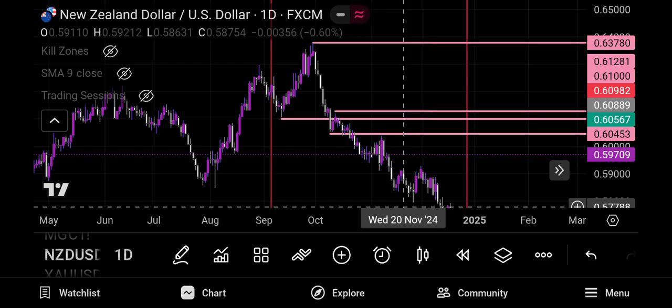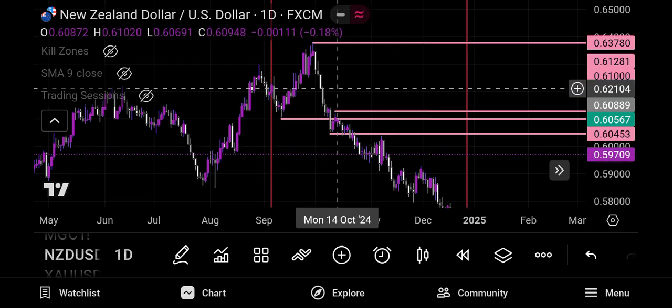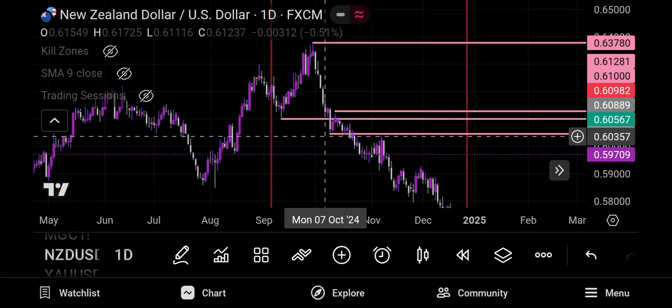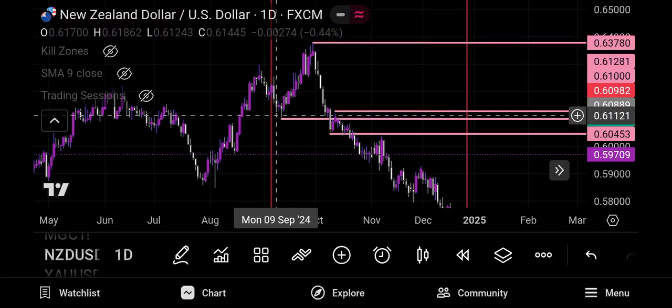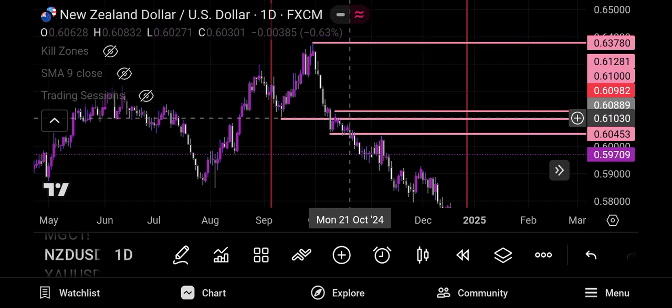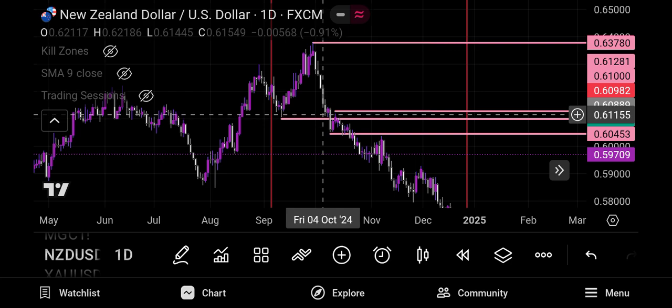So break of structure simply means when a candle closes below or above a significant point, which in this case was this higher low. You break the higher low and boom, change. Okay, so this is basically what I'm going to teach for today.